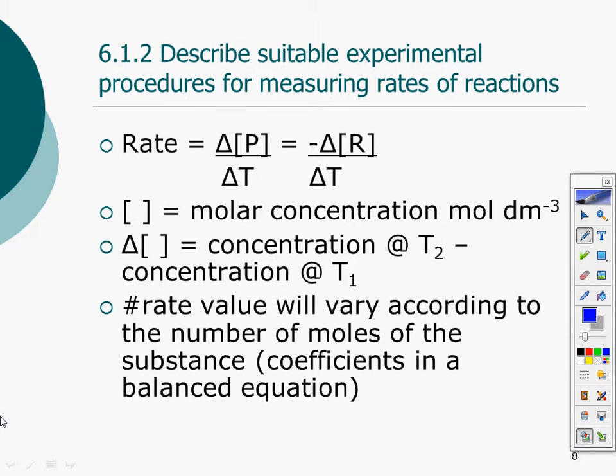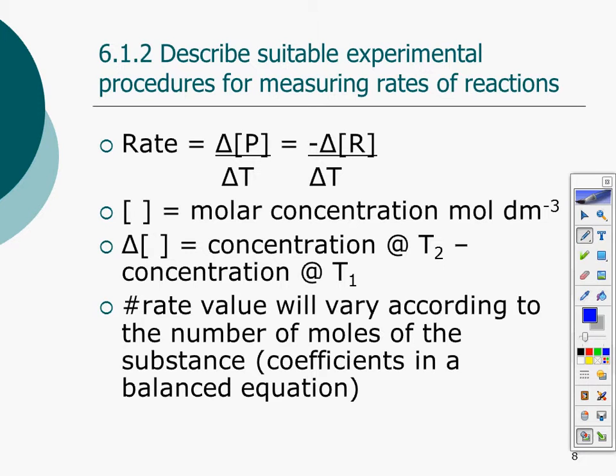All right, so let's describe 6.1.62. Describe suitable experimental procedures for measuring rates of reactions. Okay, so you have to imagine paper 2. What could we do to describe a suitable experimental procedure for measuring rates of reactions? Well, you did that. You set one up. Now you know how to modify it. I showed you how to modify it. So you should be good on 6.1.62.